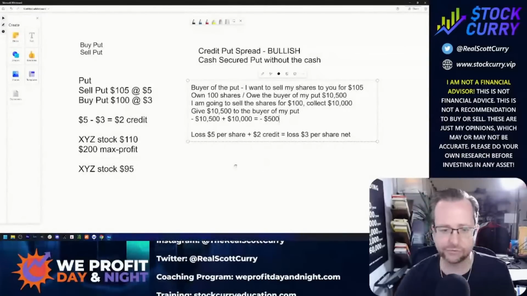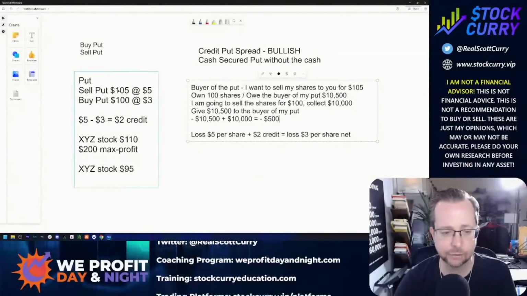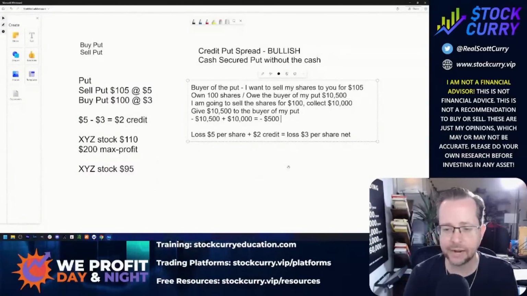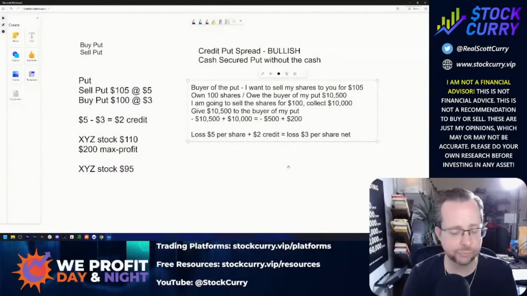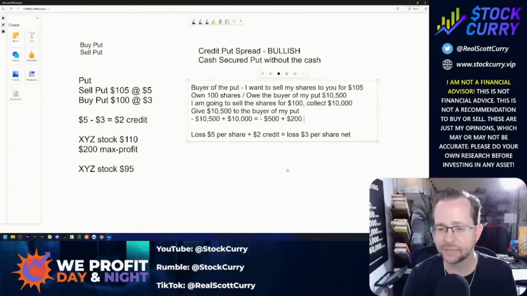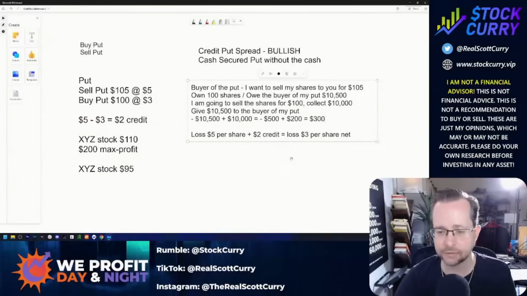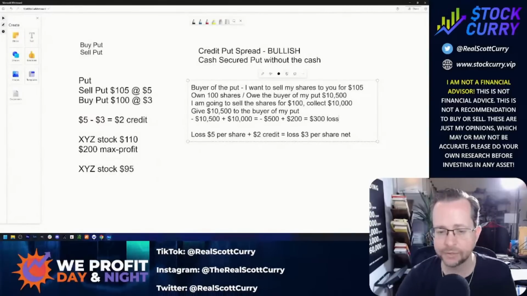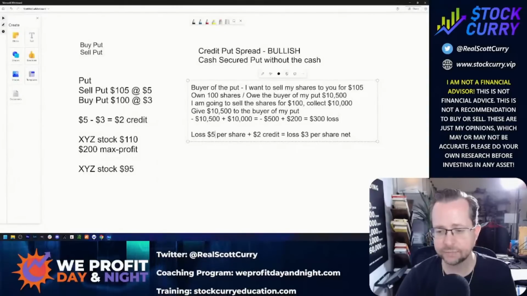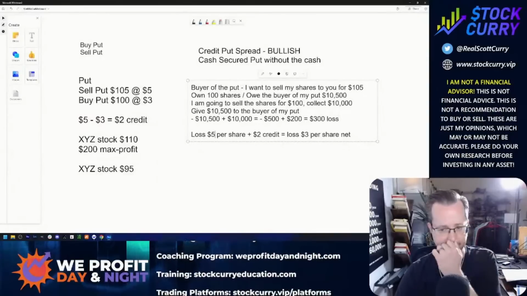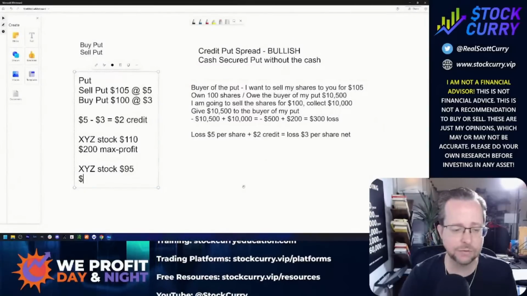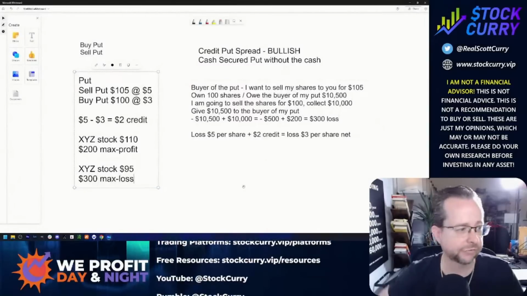And that's the spread. The 105 minus 100 is 5, 5 times 100 is 500. That's your spread. But I also collected $200 in premium. Remember that $2 credit, $200 in credit. So my loss is $300. I lost $5 per share, I got a $2 credit, I lost $3 per share net. So if the stock goes down, I have a $300 max loss.